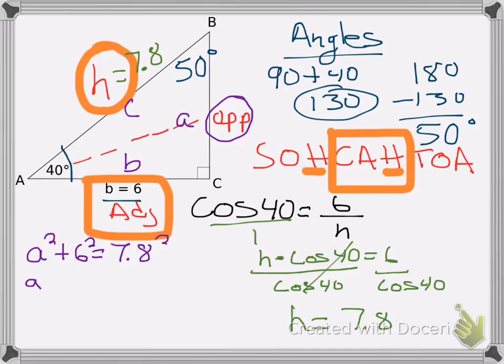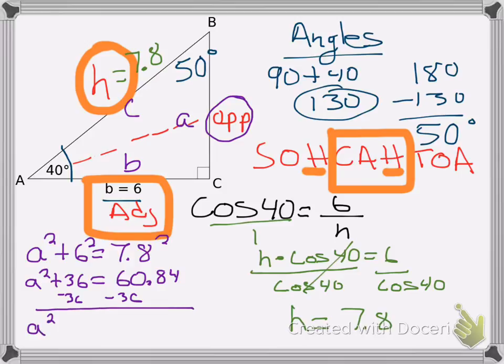Do a little bit of math. A squared plus 36 equals 7.8 squared, which on my calculator is 60.84. Show my work. Subtract 36 on both sides. A squared equals 24.84. Last thing I need to do is solve. Square root on both sides. That way I can solve.